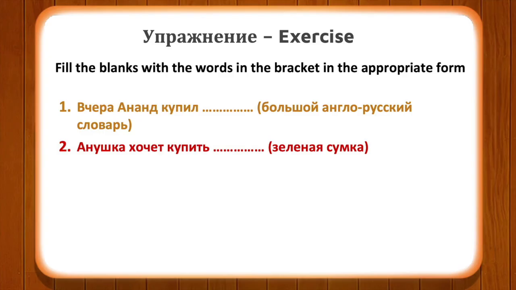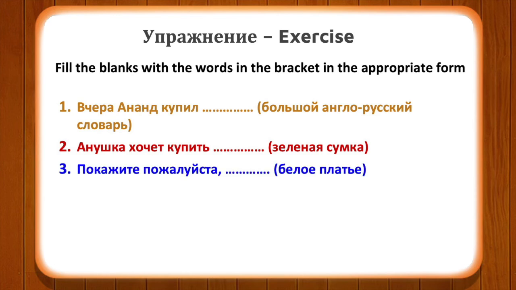Анушка хочет купить зеленую сумку. Купить зеленую сумку. Here, the accusative case demands a change for the inanimate feminine gender, and we have Анушка хочет купить зеленую сумку.